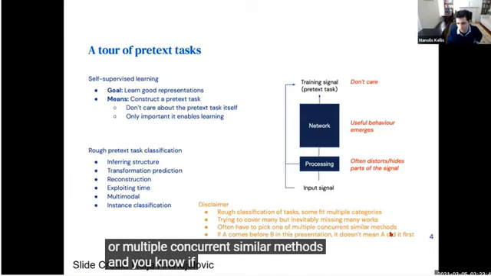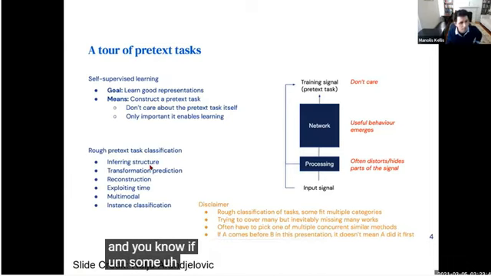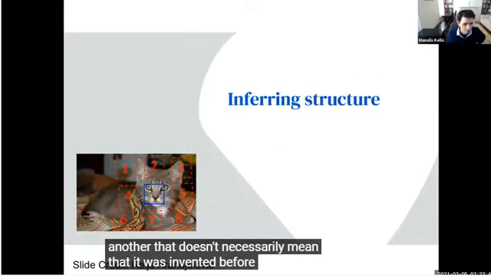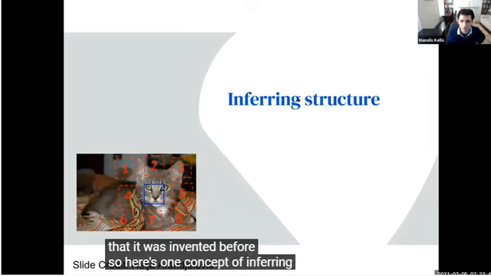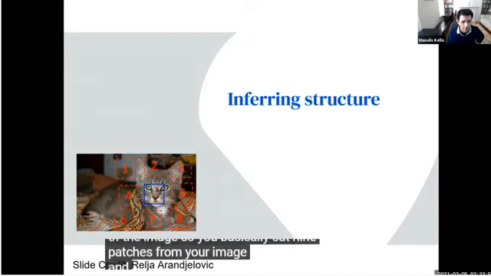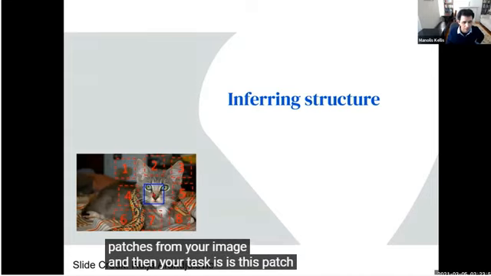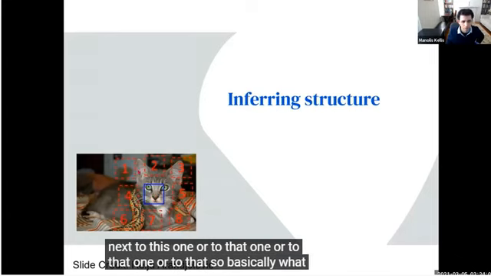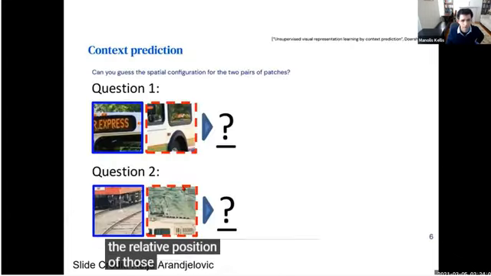And if some task is presented before another, that doesn't necessarily mean that it was invented before. So here's one concept of inferring the structure of the image. You basically cut 9 patches from your image, and then your task is: is this patch next to this one, or to that one, or to that one? So basically, what is the relative position of those patches?